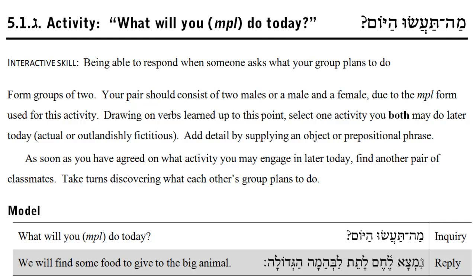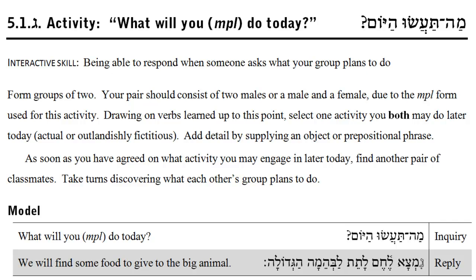Segment 5, Nikud Achat, Nikud Gimel. Ma ta'asu hayom? In the past two segments, you've learned how to form a first common plural verb to indicate future action, a yiktol. Now let's use them.